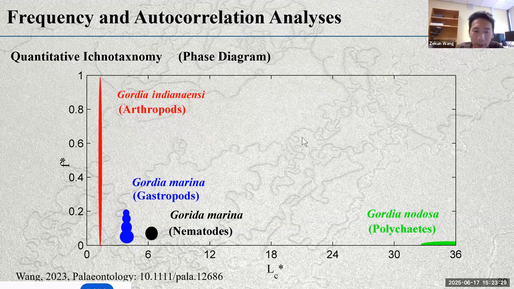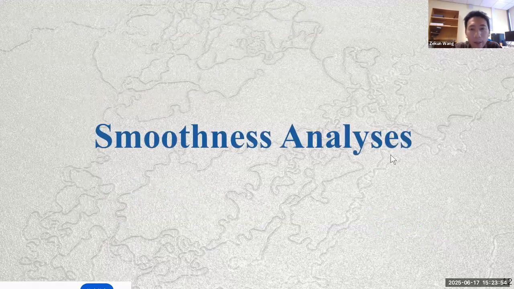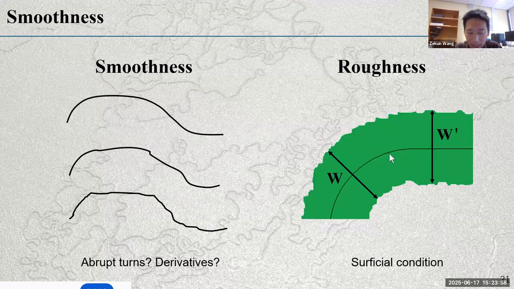So similarly, for Gordia marina left by gastropod, it has a relatively small characteristic autocorrelation scale, and it has 4 or 5 major frequencies. So as you can see, each Gordia ichnospecies occupies a unique region of the phase map with its unique shape. So we can use this for ichnotaxonomy. Okay, the second matrix is a smoothness analysis.